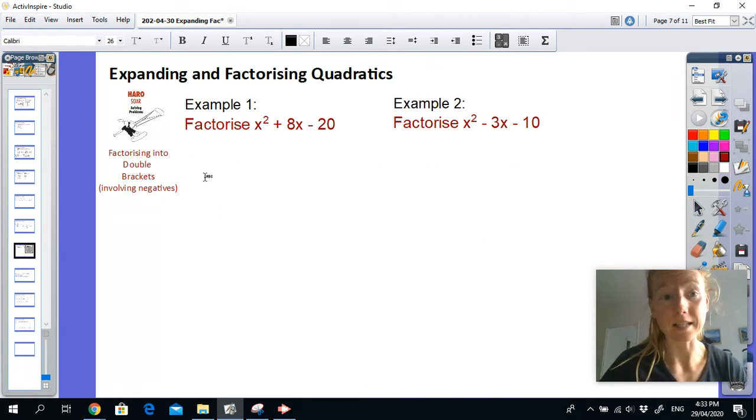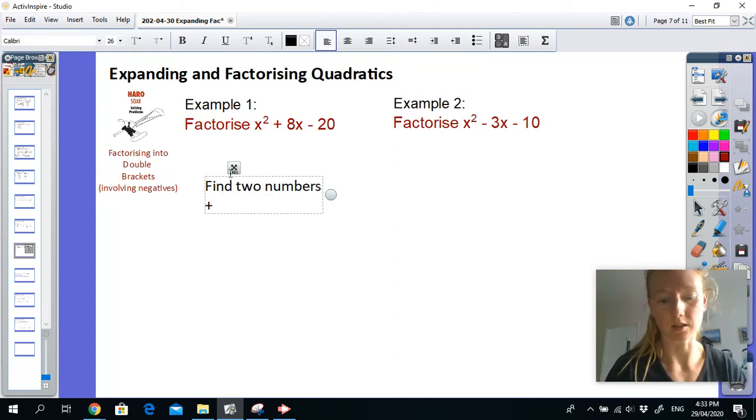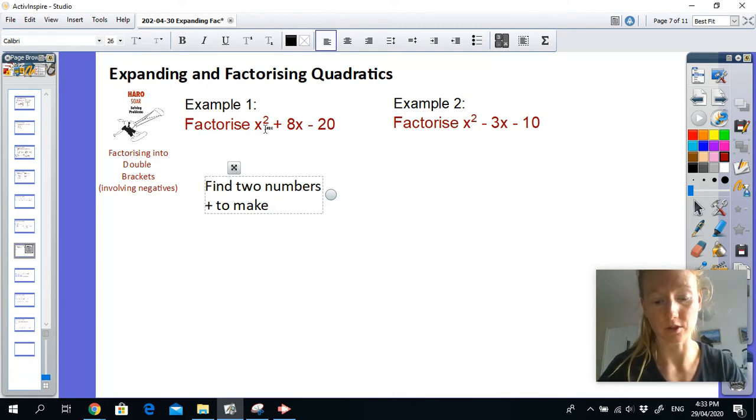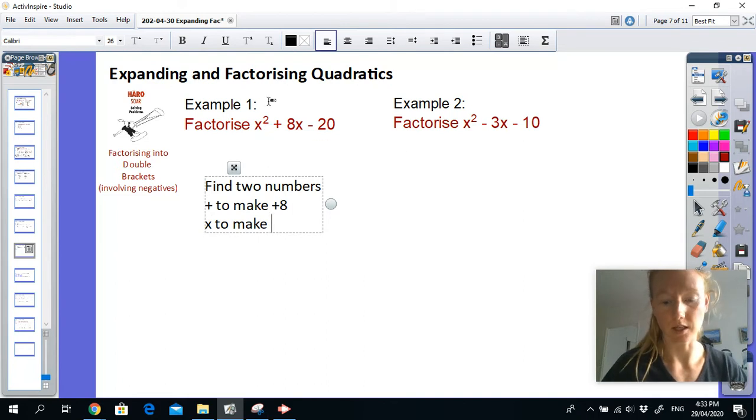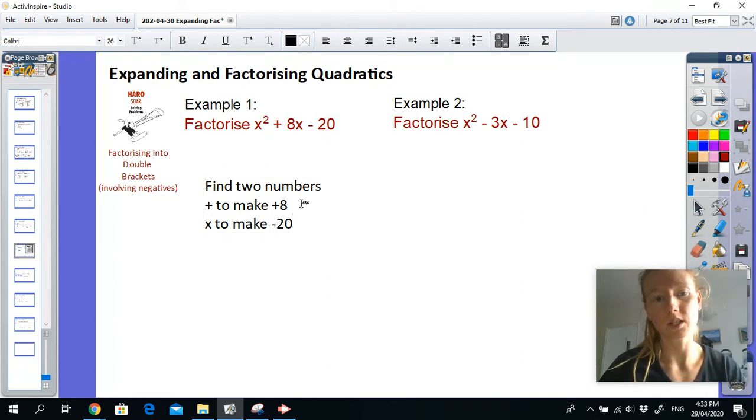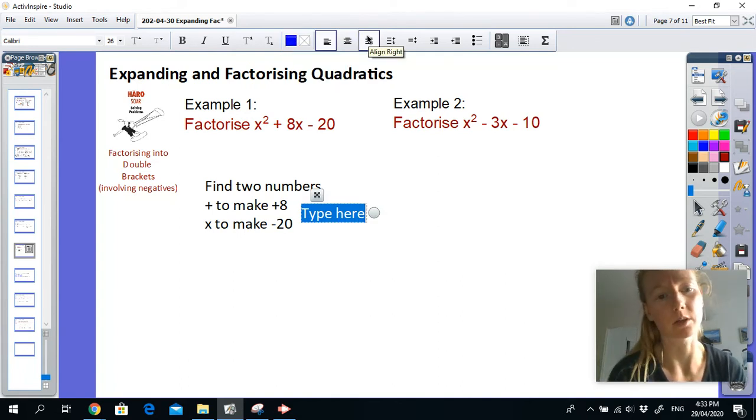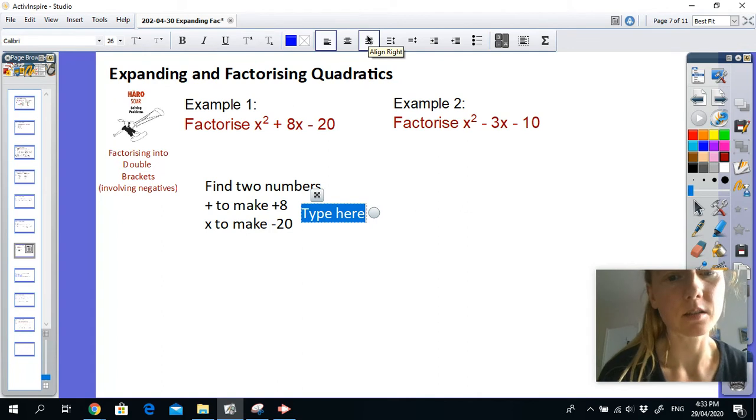The method is exactly the same as before, okay? We still need to find two numbers, but this time we've got some negatives coming in here. So they need to add to make the number in front of x, so positive 8, and they need to multiply to make the number at the end. But this time it's negative 20. So you need to think a little bit more carefully now about what your two numbers are going to be. Add to make 8, multiply to make negative 20.